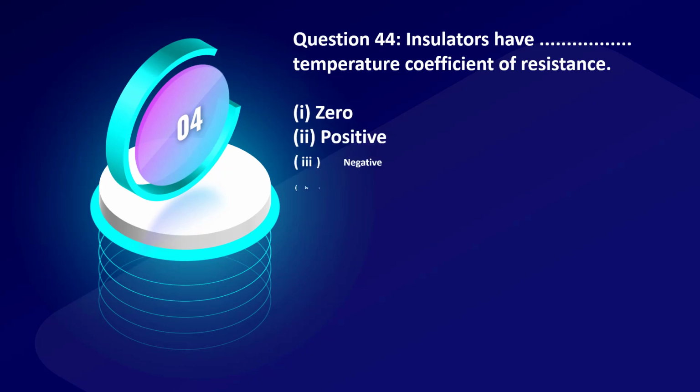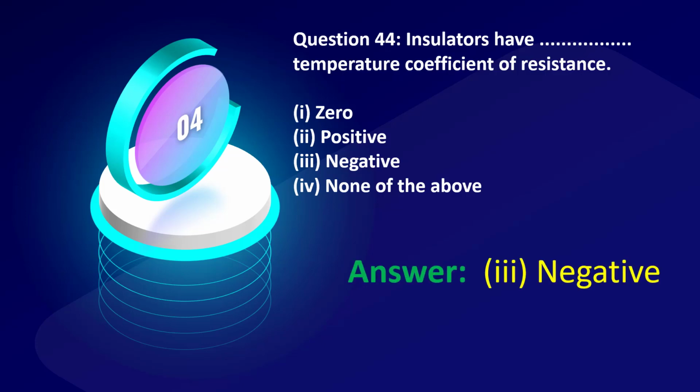Question 44. Insulators have temperature coefficient of resistance: 1. 0. 2. Positive. 3. Negative. 4. None of the above. Answer: 3. Negative.